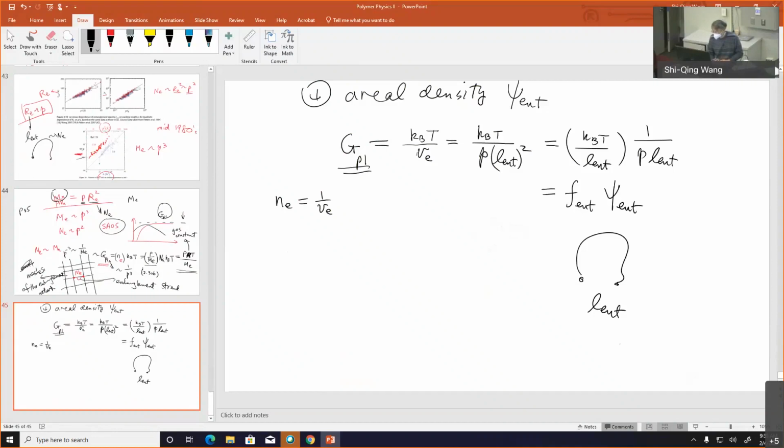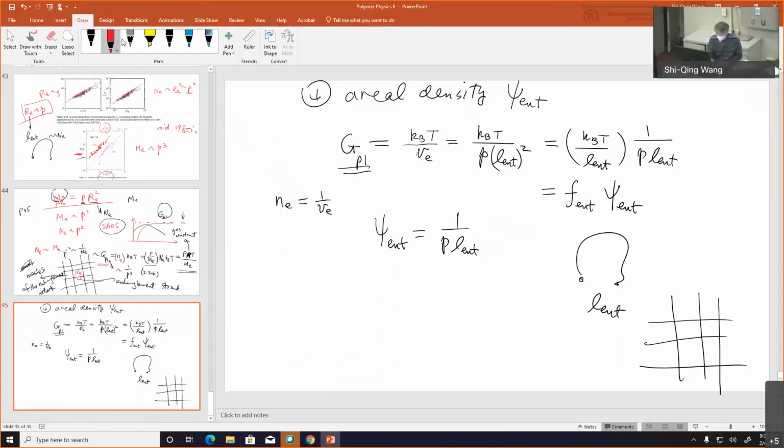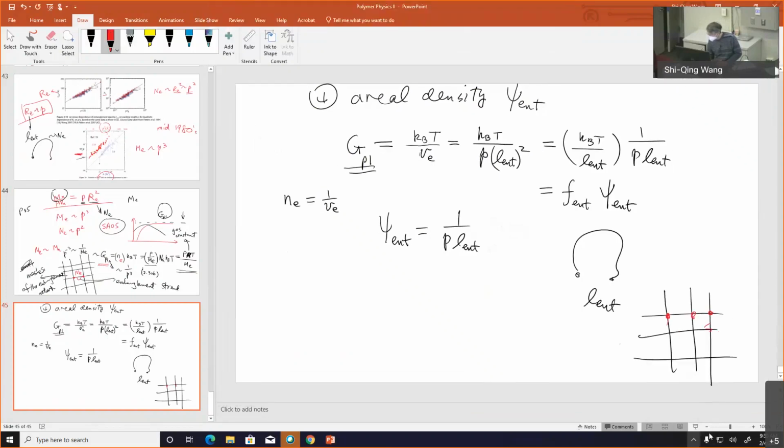And by identification, we're saying that this area density is 1 over P entanglement length. How come? The question is how come? Is it the number of strands per unit area? Meaning, you're going to treat this, as I once told you, as how many chains are coming out of the board per unit volume, or per unit area.